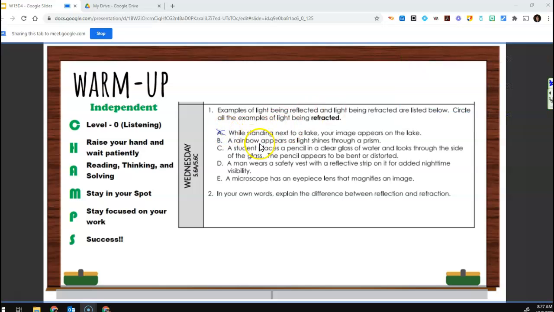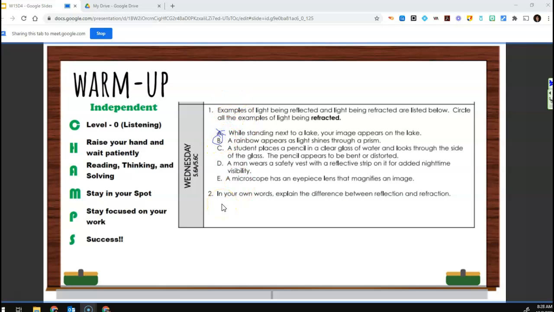B says a rainbow appears as light shines through a prism. Refracted, thumbs up. Reflected, thumbs down. Good job. It is refracted, thumbs up.